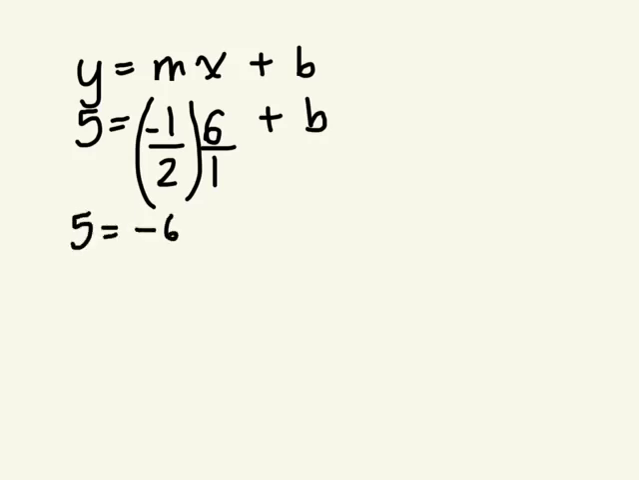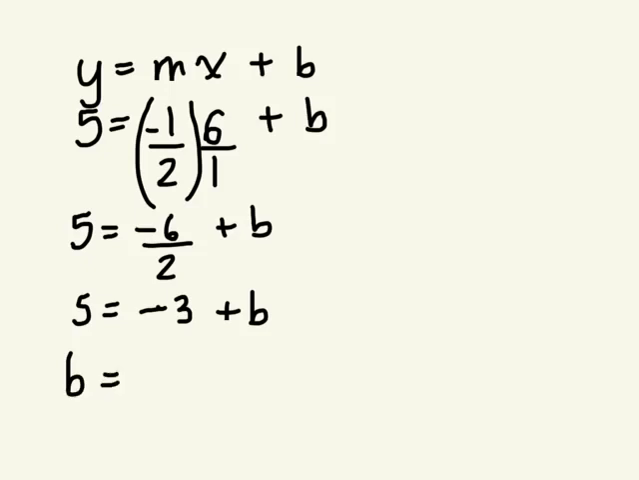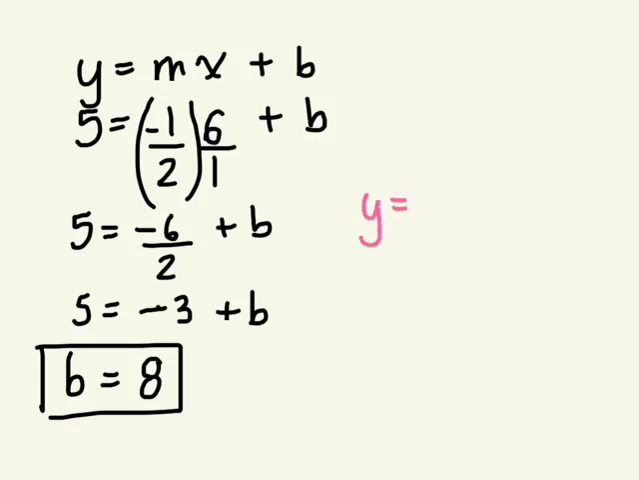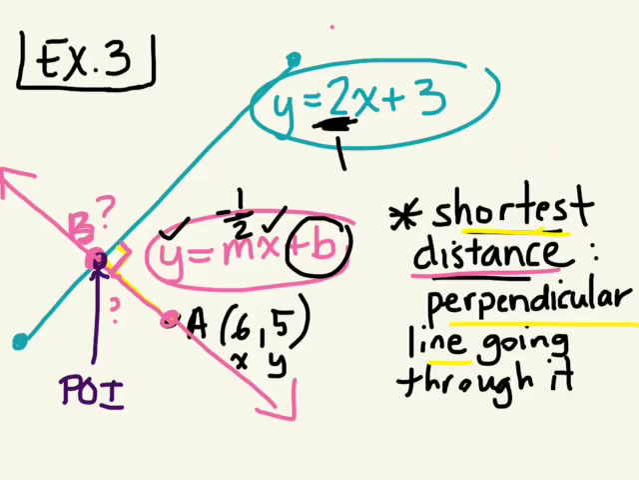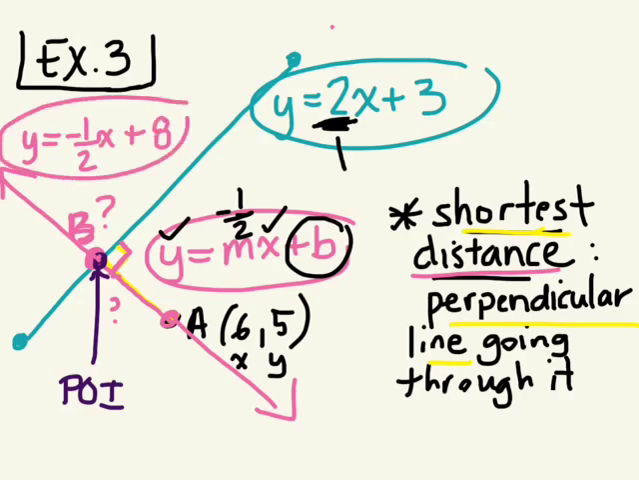5 equals negative 6 divided by 2, which is negative 3. So what's b equal to? 8. Good. So the equation of the pink line is y equals what? We know the slope had to be the negative reciprocal, negative 1 over 2x. What's the y-intercept? Plus 8. Now we know that this pink line has an equation of negative 1 over 2x plus 8. We have the equation of the pink line. We have the equation of the blue line.